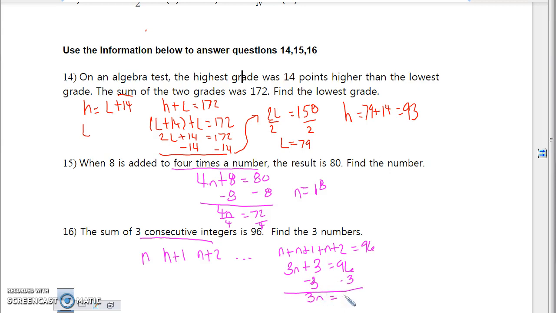3n equals 93. I'm going to rewrite that there. Then you know, hey, I'll divide by 3, and n equals 31. Now we haven't answered the question. Find the 3 numbers. Well, we know n is 31, so 31 plus 1 would be 32, and 31 plus 2 would be 33. And sure enough, those are 3 consecutive numbers that add up to 96.